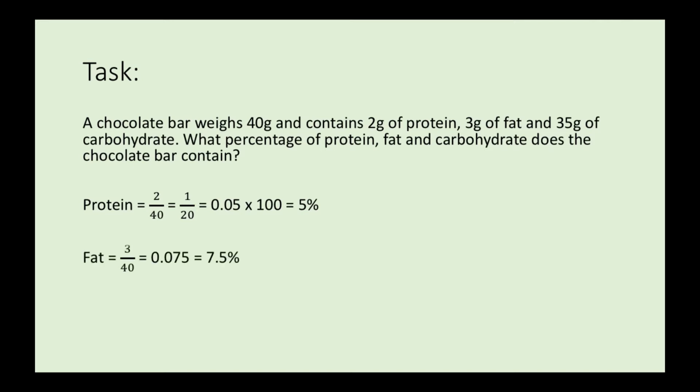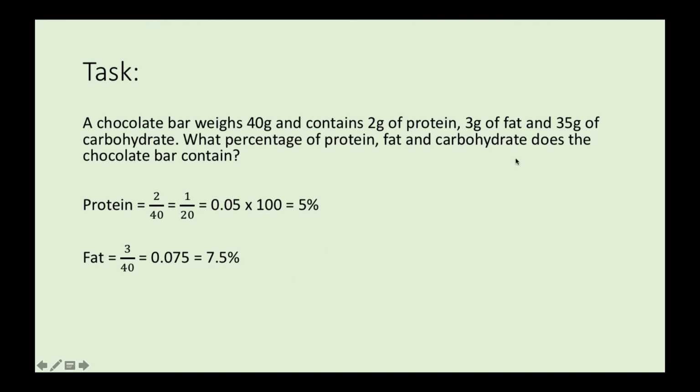Okay, so let's look at fat now. Fat has 3 grams out of 40. 3 grams out of 40. 3 divided by 40 is 0.075. If I times that by 100, it gives me 7.5%.